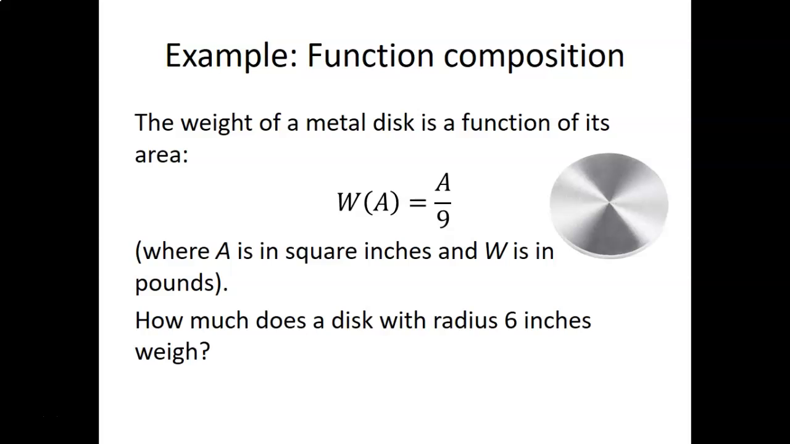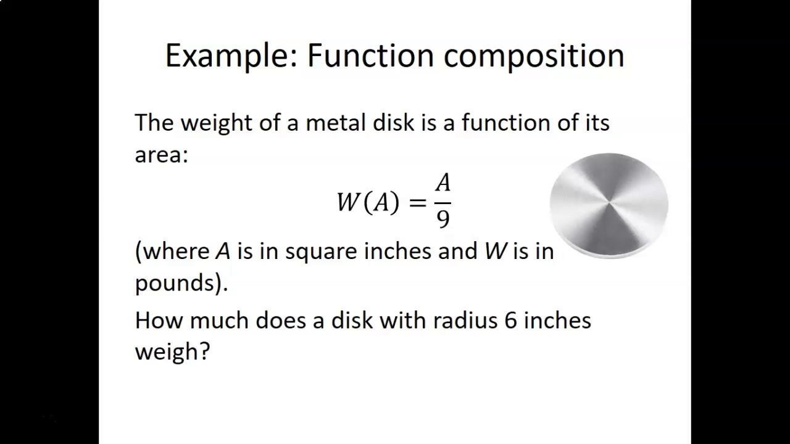Now, this wouldn't be true for all metal discs. It's going to depend on how thick they are and what kind of metal they're made of, but pretend it's true for the specific kind of metal disc that we're talking about in this example. So if we know the area, how many square inches it is in size, we can calculate its weight just by taking the area divided by 9.